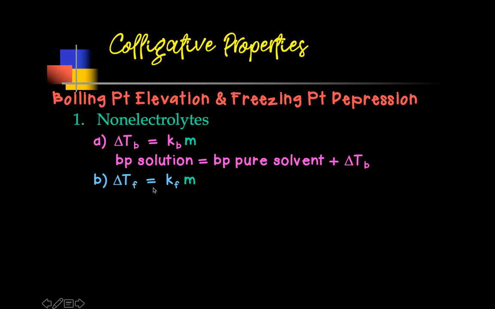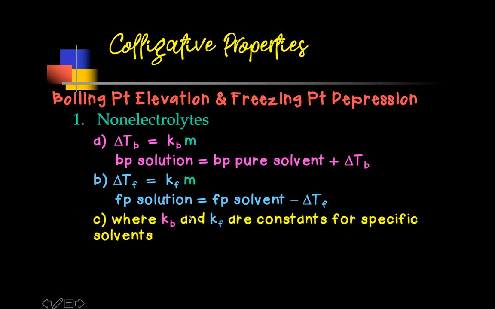And then we have that same equation for freezing, all the same stuff. The change of the freezing temperature of the solution will be a constant K freezing times molality. So if I want to know the freezing point of a solution, I take the freezing point of the solvent minus how much it changes. Because remember, it's boiling point elevation and freezing point depression. So these are the math equations.